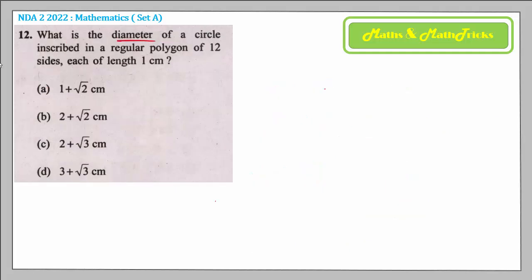What is the diameter of a circle which is inscribed in a regular polygon of 12 sides? It means you already have a polygon of 12 sides, and inside that the circle is inscribed, meaning the circle is touching the sides of the regular polygon. So the situation will be like this.